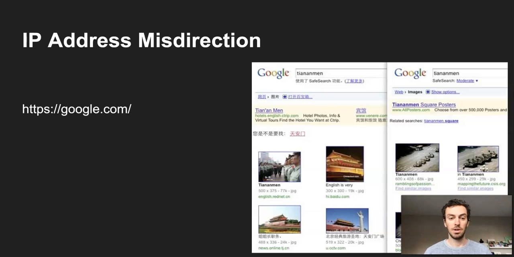What the Great Firewall does is that it has some control over the domain name system. So in this case, it matches google.com to a different IP address. So we're redirected. In this case, we go to google.cn. In this case, google.cn is the Chinese government version of Google, which, as we can see in the images, gives us different image results or data results.